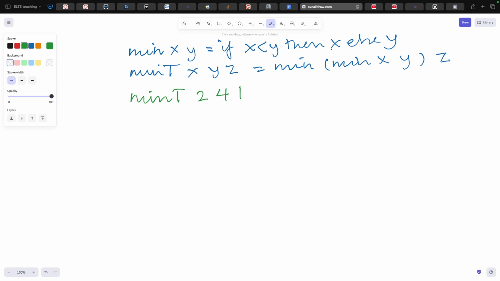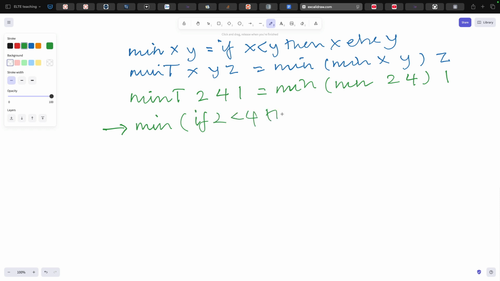Okay, by the definition of min t of 2, 4 and 1, that's equal to, and we'll just put it directly underneath, min of min 2 and 4, and 1. So you can see here we've replaced x by 2, y by 4 and z by 1. Now how do we go on and further evaluate that? What we do is we use the definition of min x y. So we have min of if 2 less than 4, then 2 else 4, and 1.